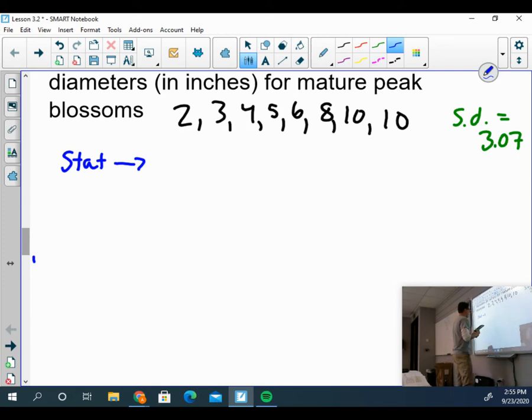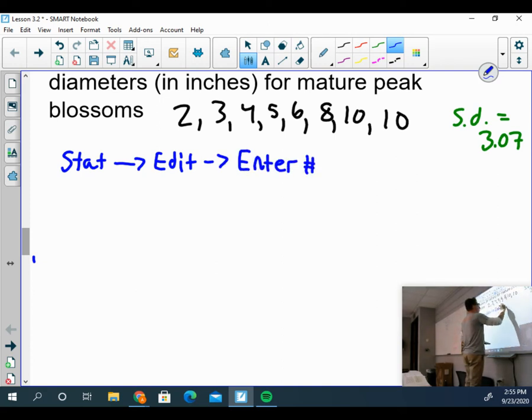Then you're going to see a screen pop up that says Edit. Go ahead and click Enter. So I want you to click on Edit. And you're going to see these things that say L2, L1, L3, etc. Essentially, these are lists in your calculator. L1 stands for list 1. L2 stands for list 2. And I want you to enter the numbers into a list. So all I'm going to be doing on my calculator is hitting 2, enter, 3, enter, 4, enter, 5, enter, 6, enter, 8, enter, 10, enter, 10. Okay, I entered the data values into my list.